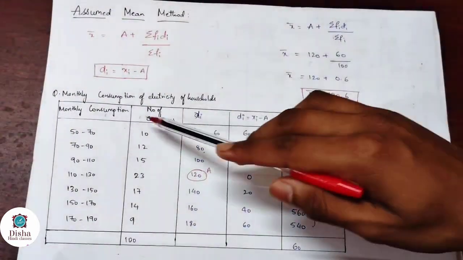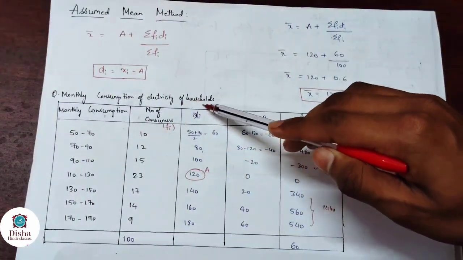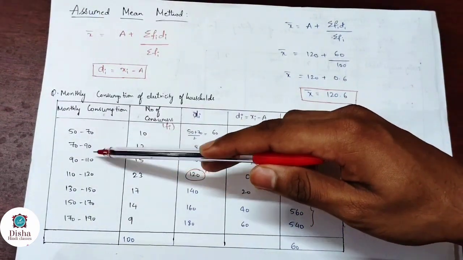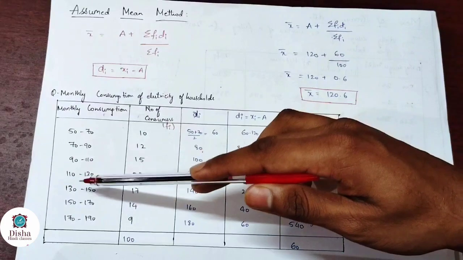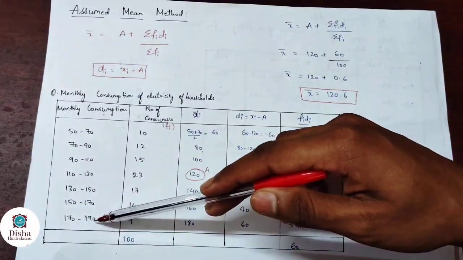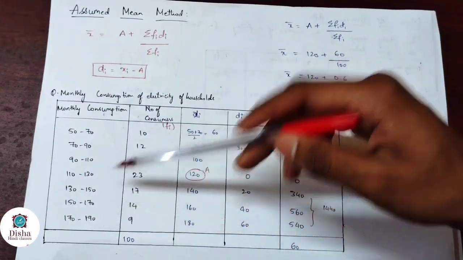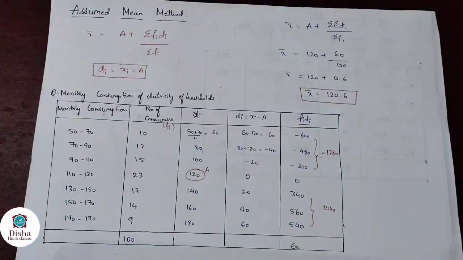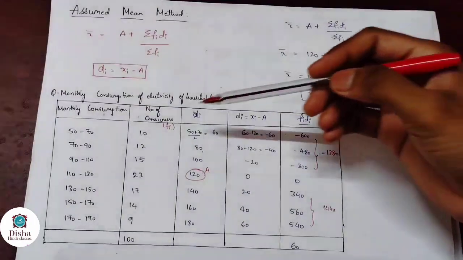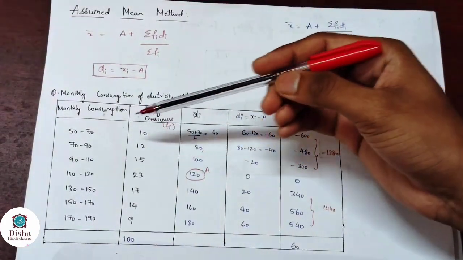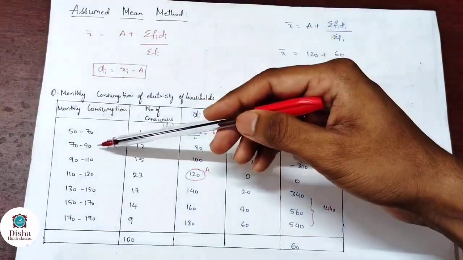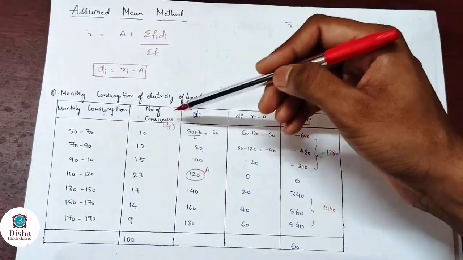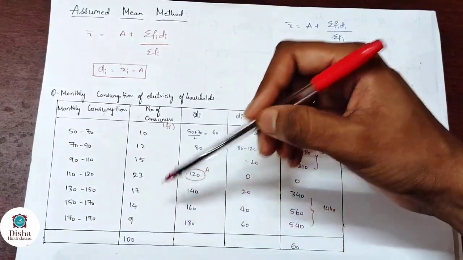So we have the monthly consumption of electricity of households. So we have monthly consumption of 50 to 70, 70 to 90, 90 to 110, 110 to 130, and in the last we have 170 to 190. So the frequency of the consumers is given as: in 50 to 70 we have 10, 70 to 90 we have 12, 90 to 110 we have 15, and so on up to 9, and the total of frequencies would be 100.